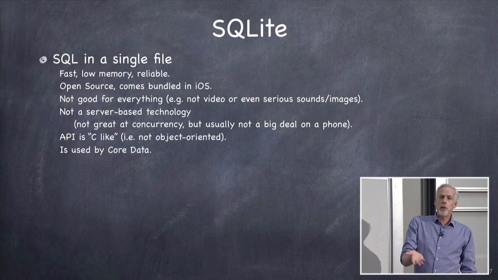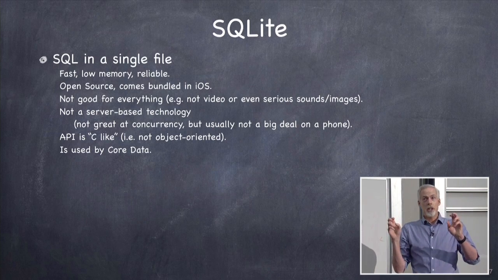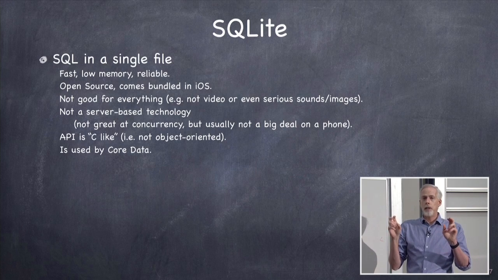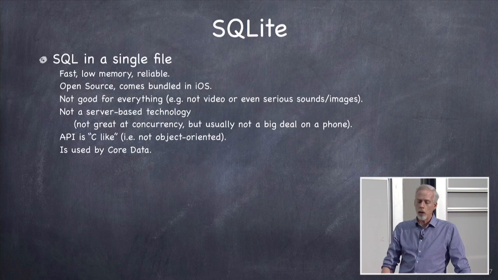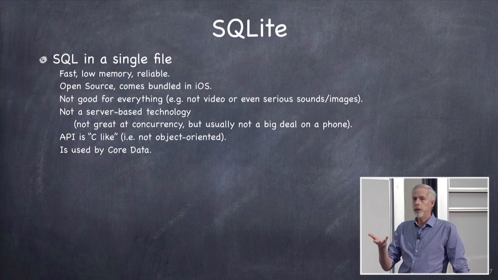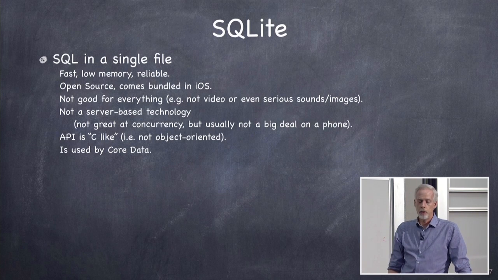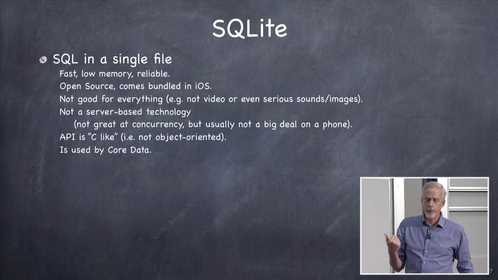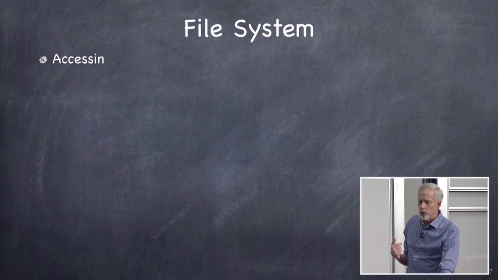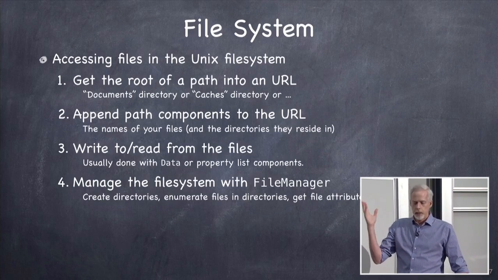The API to use in SQLite directly looks like C, not surprisingly. It's not object-oriented in any way. It's just classic SQL call functions that you pass SQL language to, basically, and it executes it. And even though core data uses it, you don't see it from core data directly. The only reason you would probably use SQL is if you had some existing database or something.